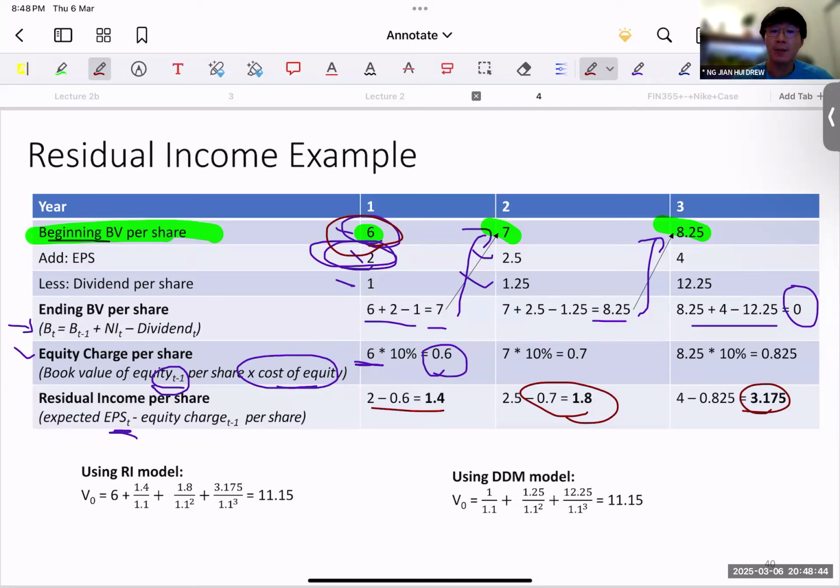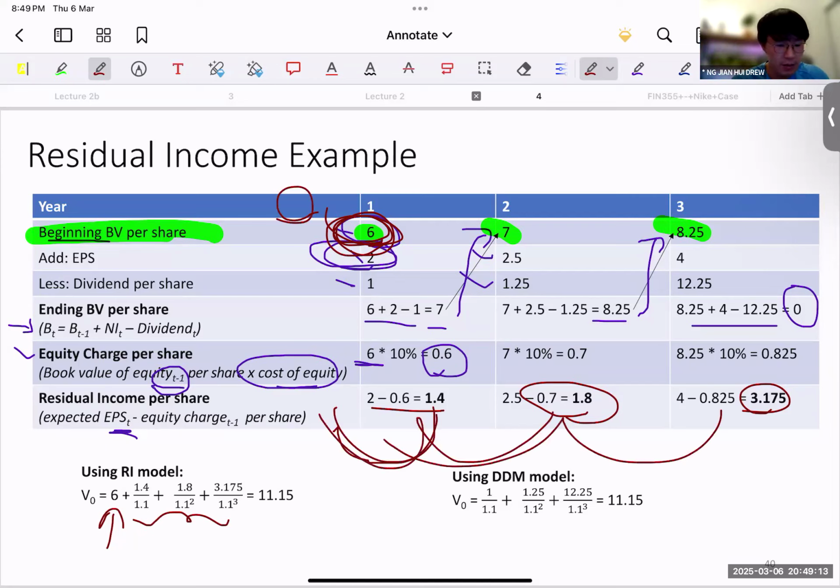Remember, your value consists of two components. Your book value per share, which is $6 here, and then you add in all your residual income, discounted, because it's a summation of your discounted residual income. So you discount it back to year 0, meaning this one must be discounted one year back as well. There's a year 0 here which is not shown. So discount 1 year, 2 years, 3 years. And this is your residual income value.